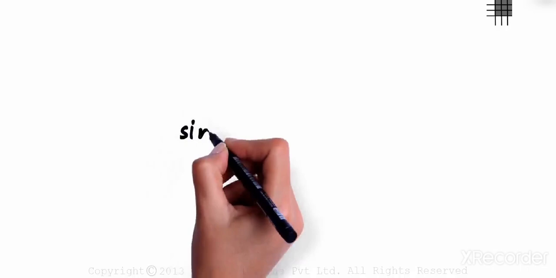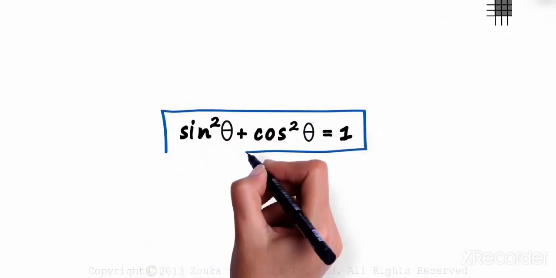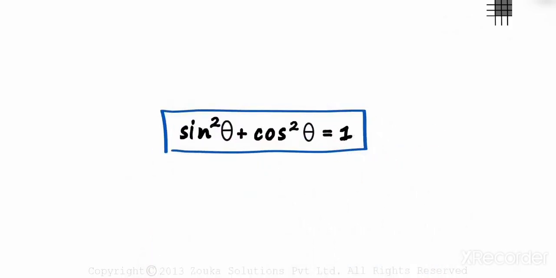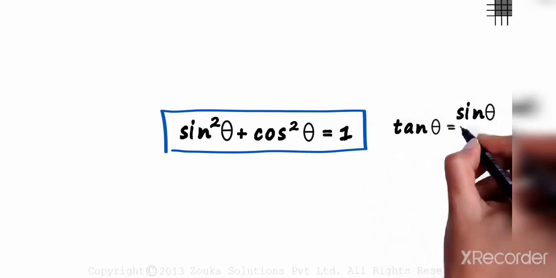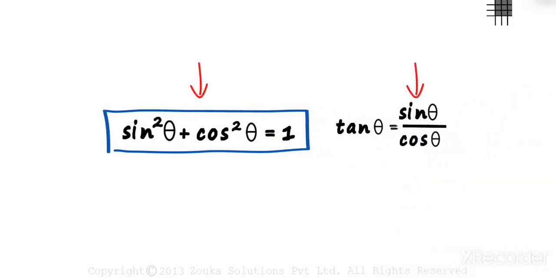Let's derive two more important identities using what we already know. We know that sin squared theta plus cos squared theta equals 1. We understood how we get this in the unit circle video. And we also know that tan theta is sin theta by cos theta. With these two formulae, we can easily derive two more formulae.